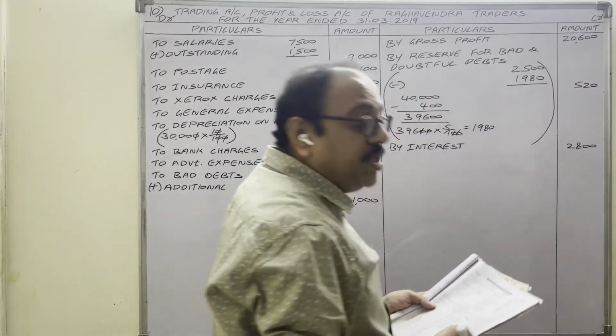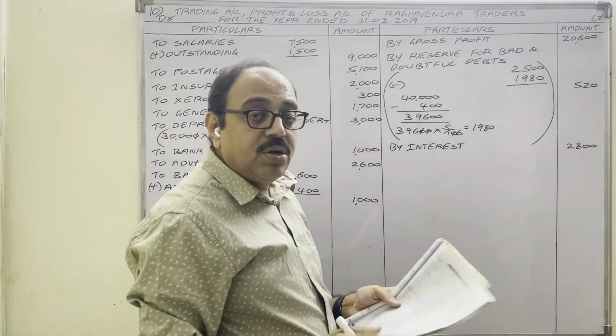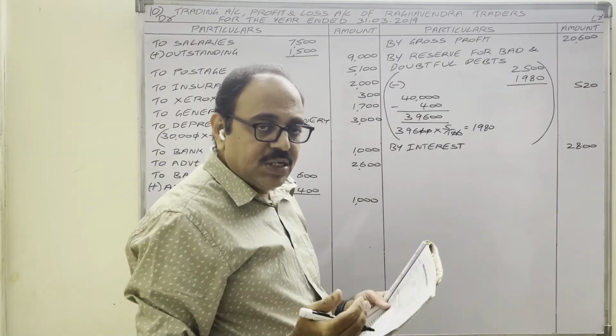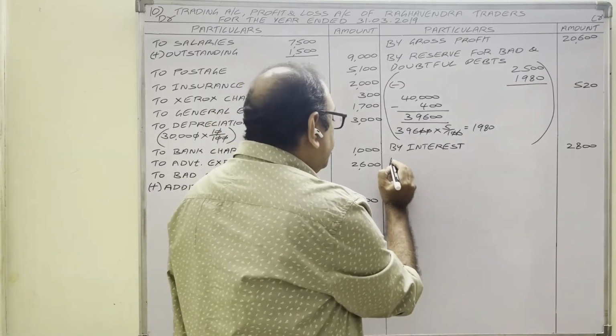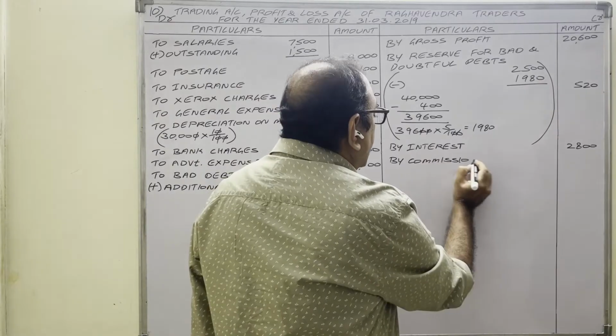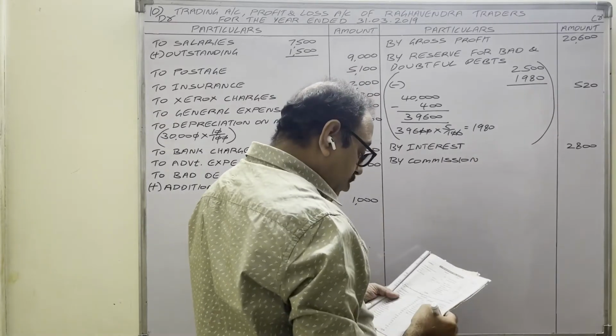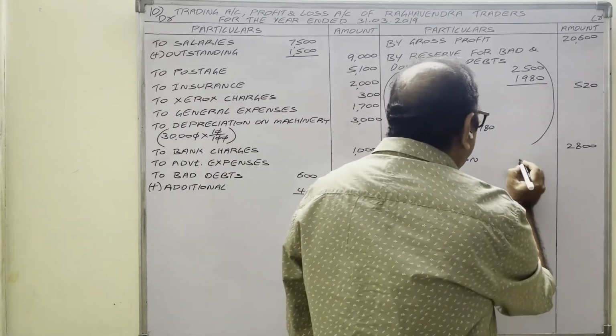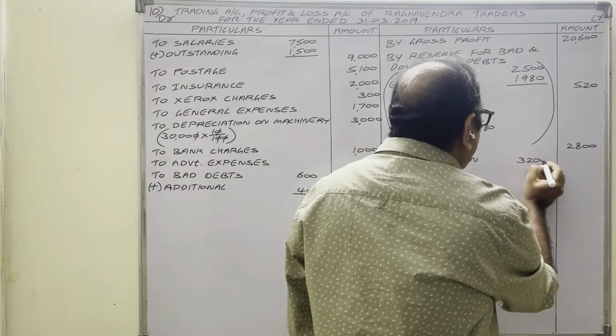Next, commission. Commission also credit side is given, means commission received. Indirect income, credit side. By commission. Adjustment is given. Therefore, commission amount in inner column 3,200 rupees.